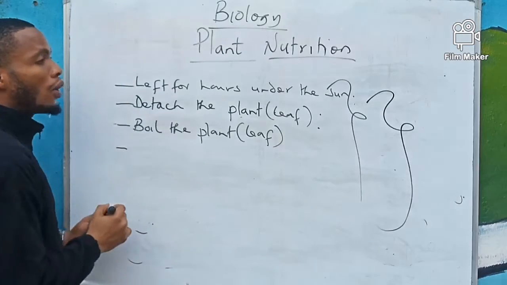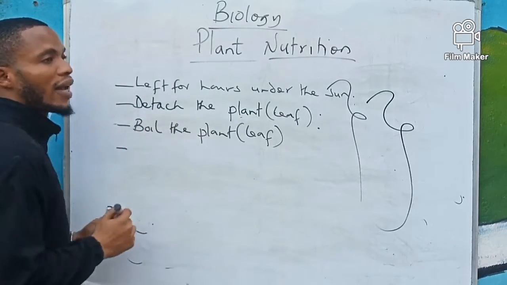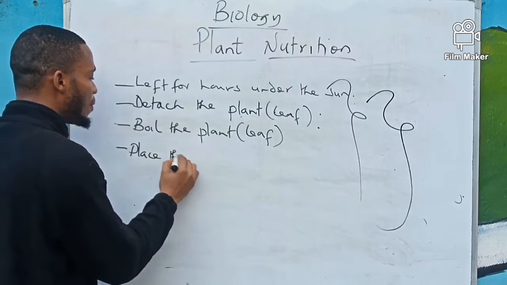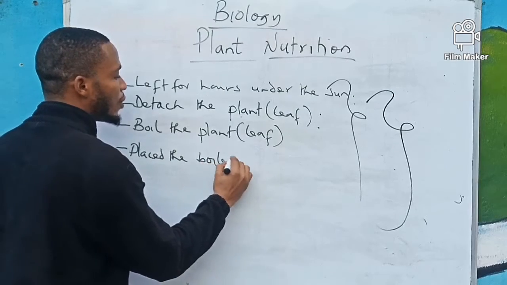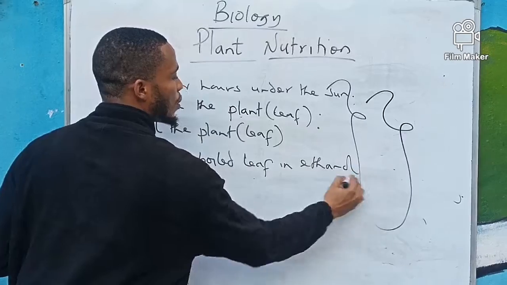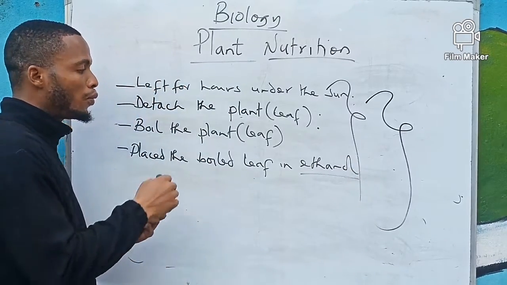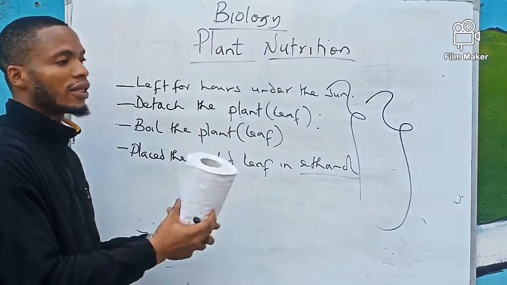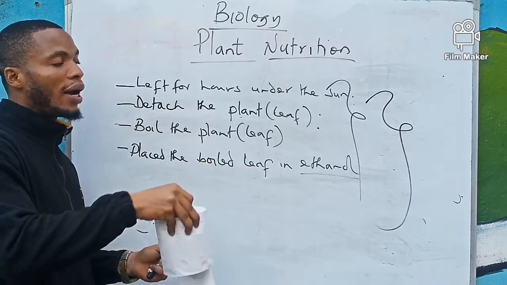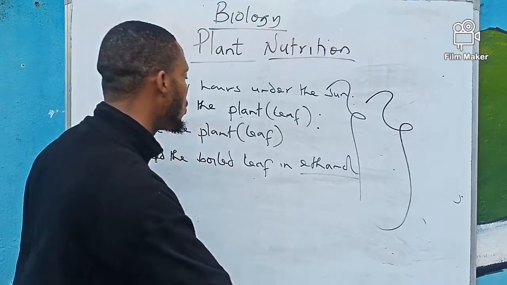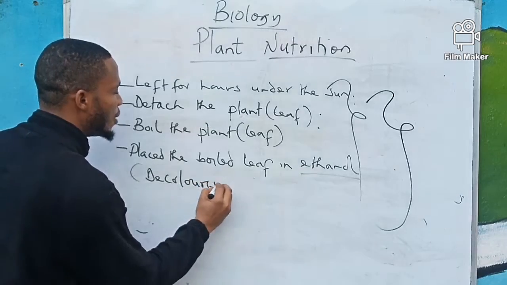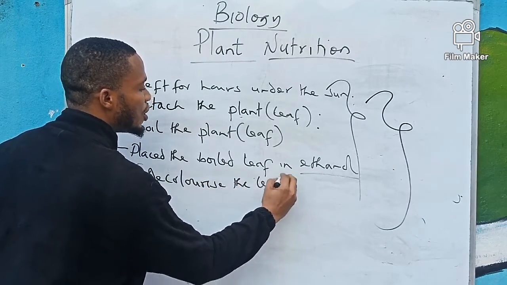Exactly. Number four, after you boil the leaf for about 5 to 10 minutes, you place the boiled leaf in ethanol. Let's assume this is a beaker containing the ethanol. You put the leaf inside, and then put the beaker inside boiling water. Why do you do this? To decolorize the leaf, to make the leaf become whitish in nature.